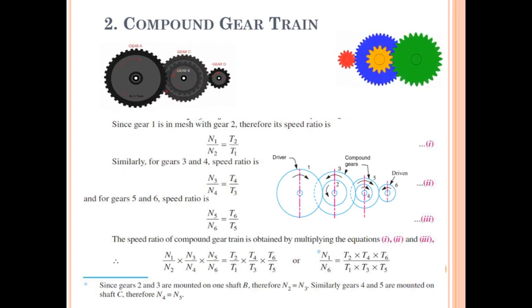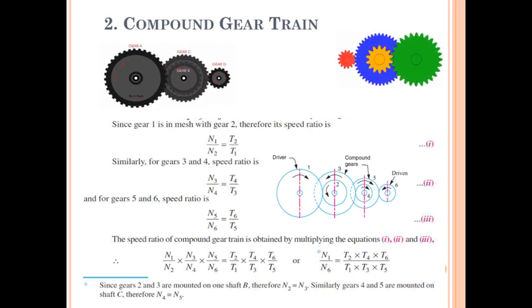Therefore, the velocity ratio between 1 and 2, or A and B, is N1 upon N2 is equal to T2 upon T1. Between 3 and 4, that is C and D, the velocity ratio is N3 upon N4 is equal to T4 upon T3. And for gears 5 and 6 in this diagram, N5 upon N6 is equal to T6 upon T5. This I have considered a different gear train than that animation.